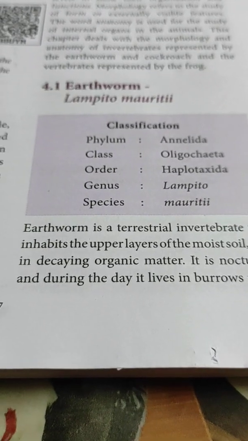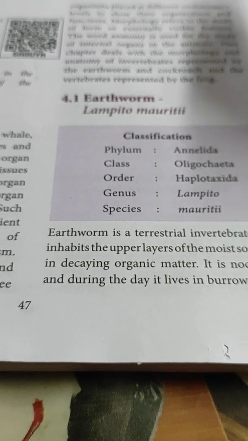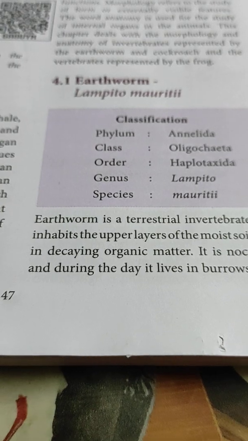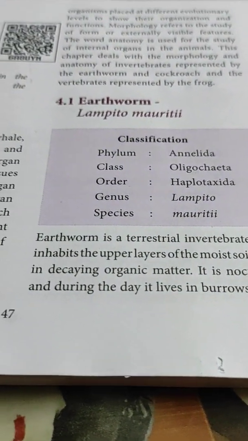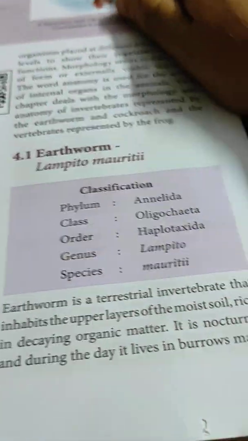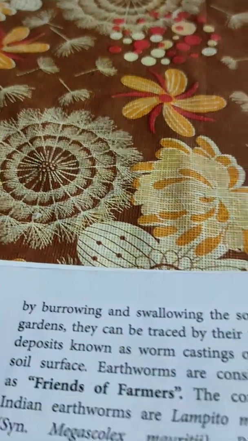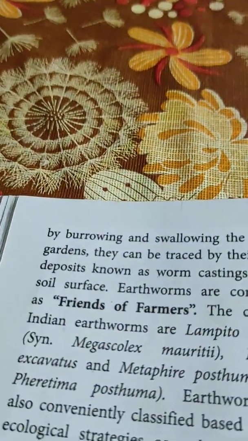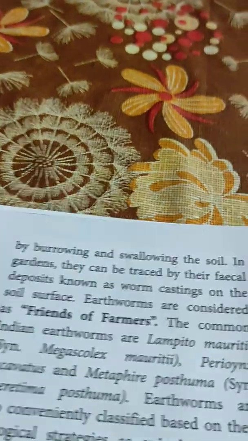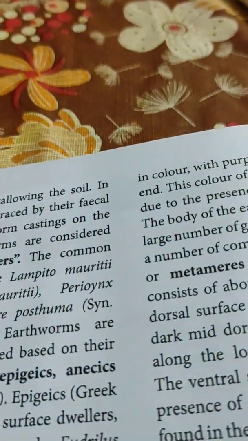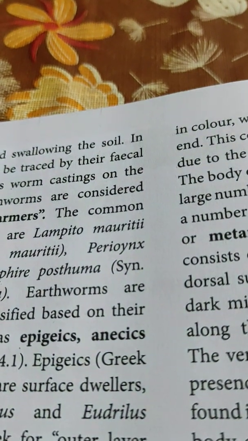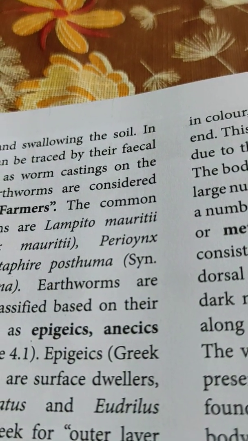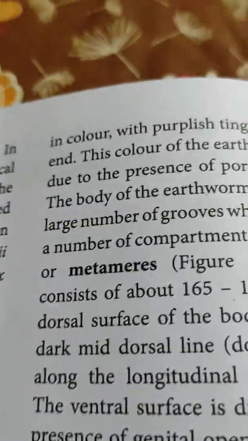It is nocturnal. Nocturnal means only at night time they come out and move here and there. That is why it is called nocturnal. And during the daytime it lives in burrows made by burrowing and swallowing the soil. That is the food, swallowing the soil. They are burrowing the soil and swallowing the soil, and they are living just below the surface of the earth, where the soil is rich in organic substances.